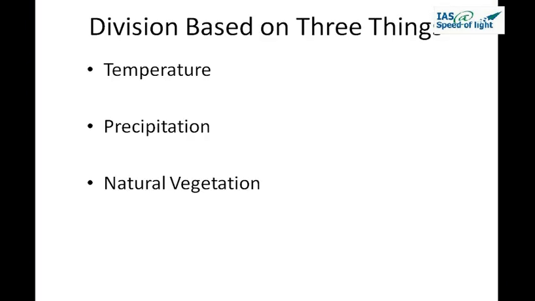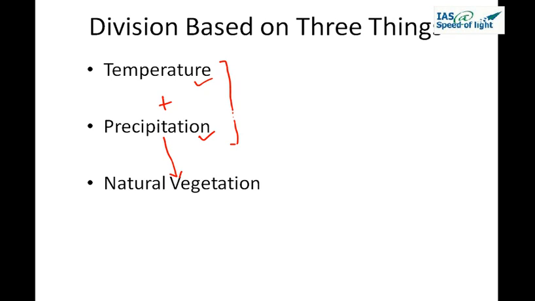So this whole division of the world climatic zones, we do on the basis of three principles. First is the difference in temperature. Second is the difference in precipitation. Now these two factors combining, the temperature and the precipitation, will give rise to the natural vegetation. So we have to study three parts: the temperature, the precipitation and the natural vegetation.